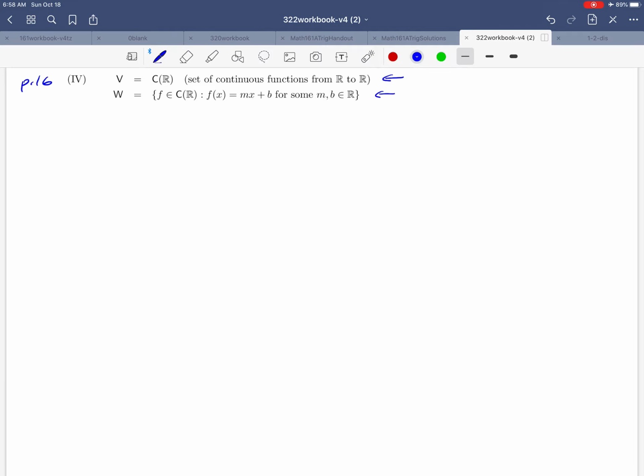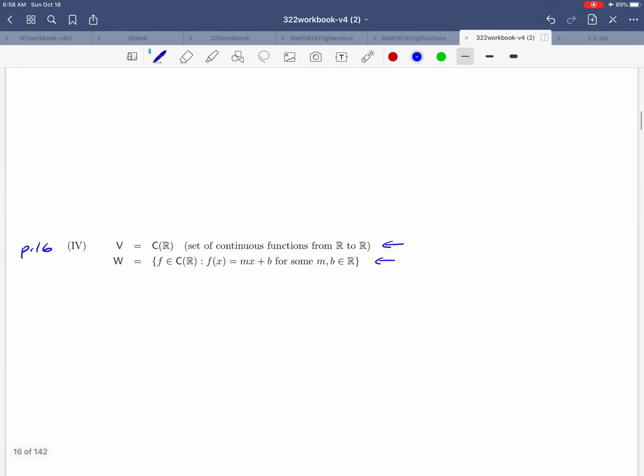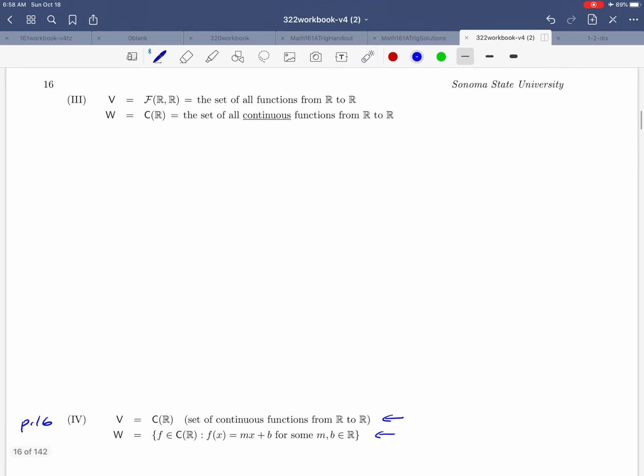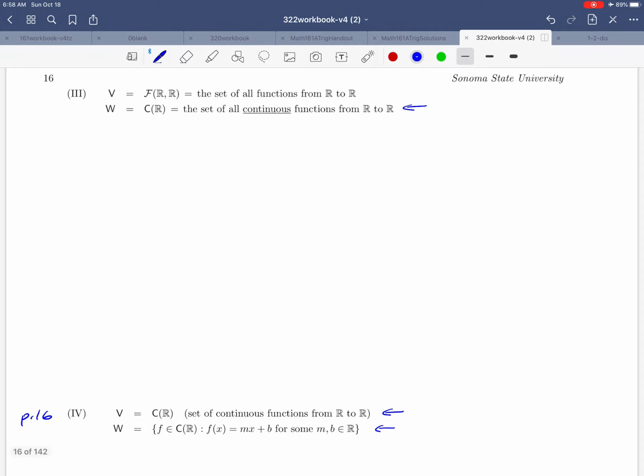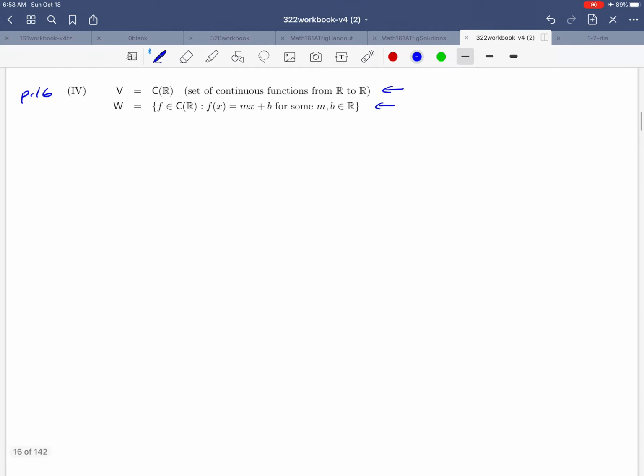Okay, so this kind of refers back to a previous exercise. So in part 3, you actually show that C of R is a vector space. So we're using that knowledge from part 3, that the set that we're starting with, in this case V, is really a vector space. And the question now is if this subset is also a vector space.